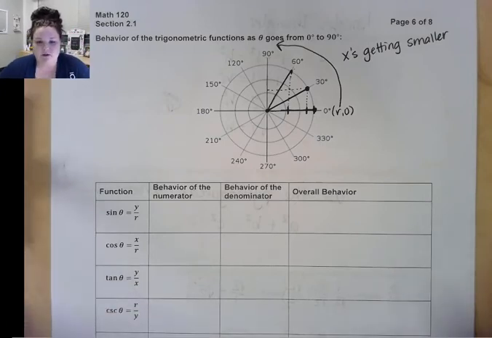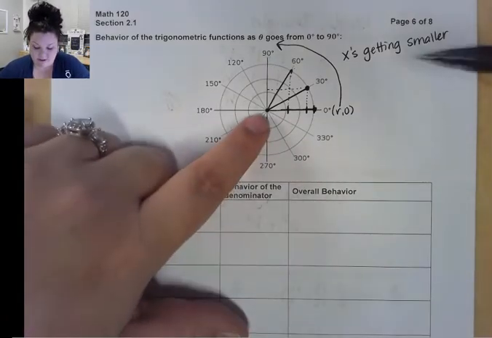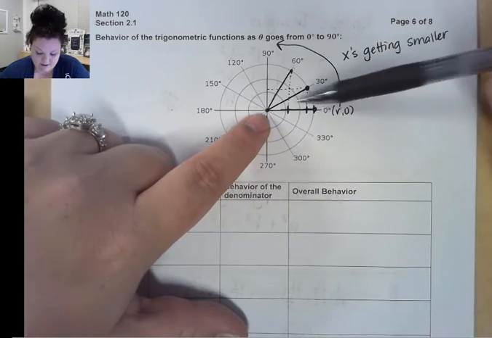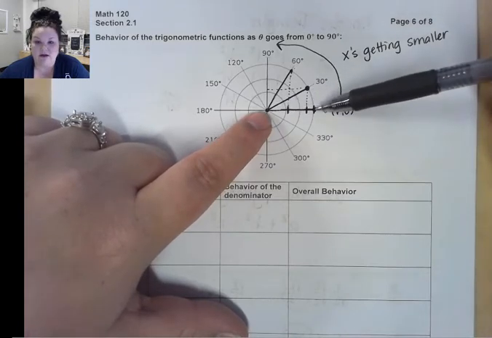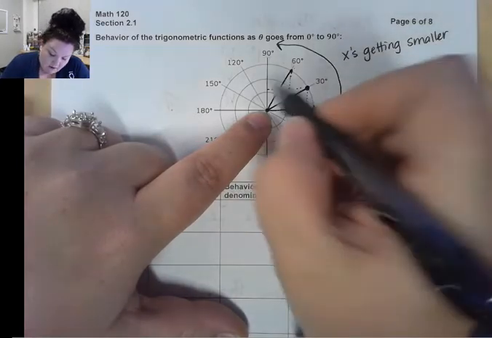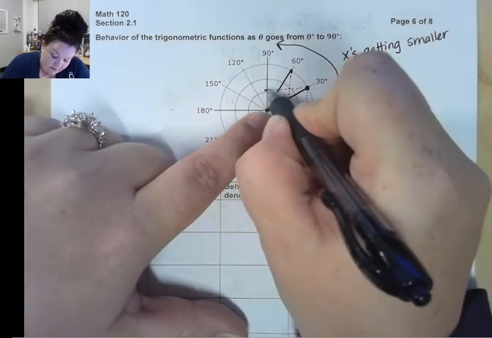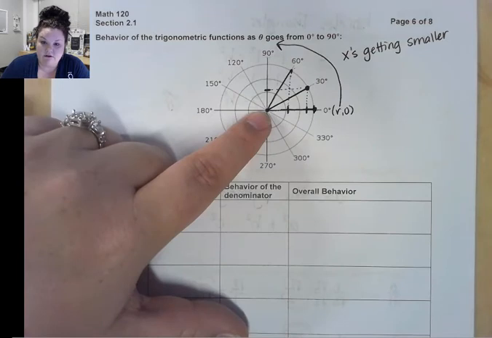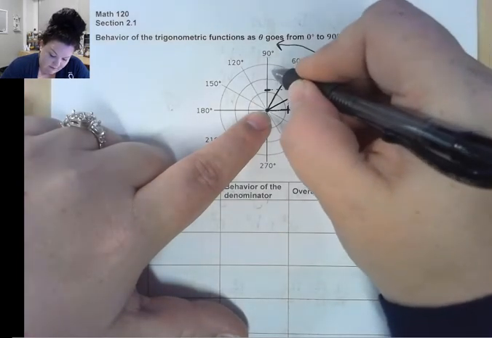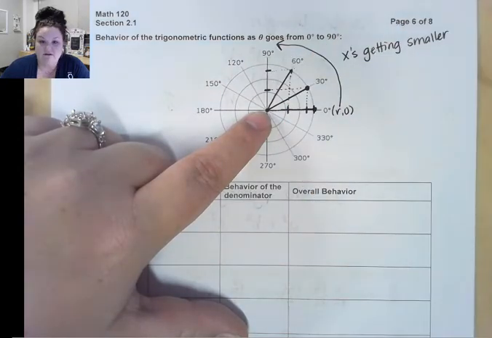So now let's think about what's happening with my Y's, okay? So let's look at my Y values. When I start here at 0, my Y value is here at 0, right? But when I move up to 30 degrees, now my Y value is up here, right? And then when I move up to 60 degrees, now my Y value is up here, right?